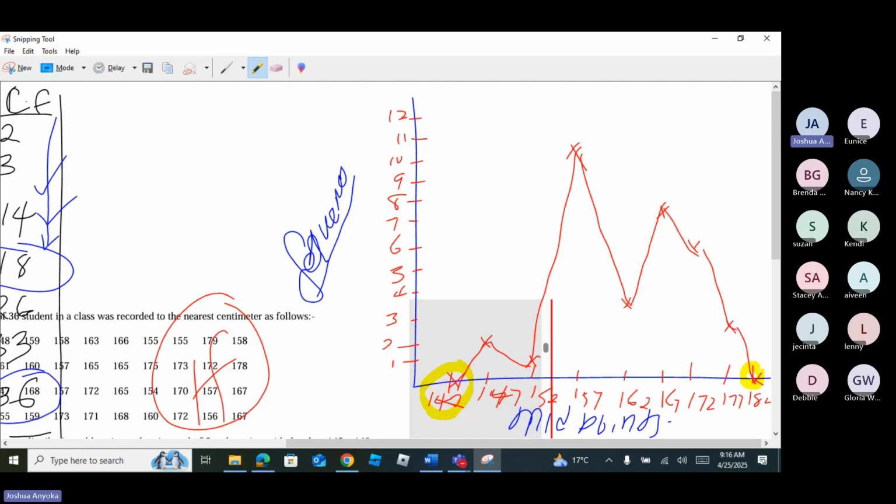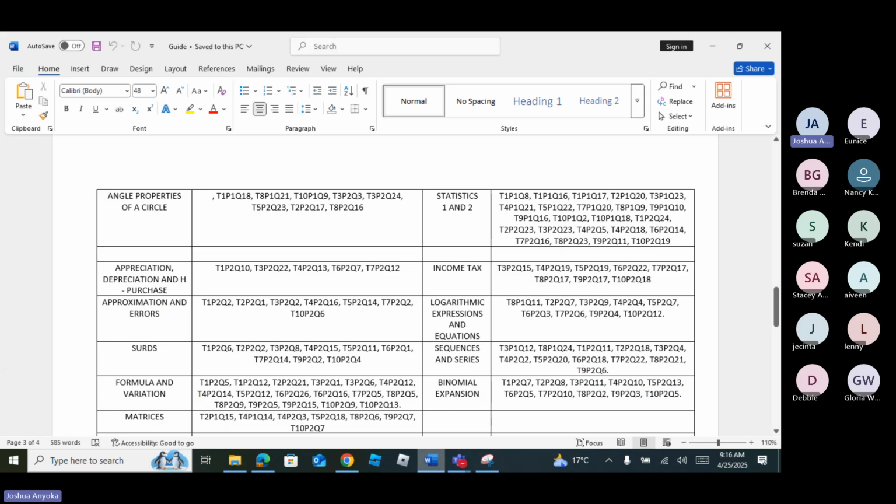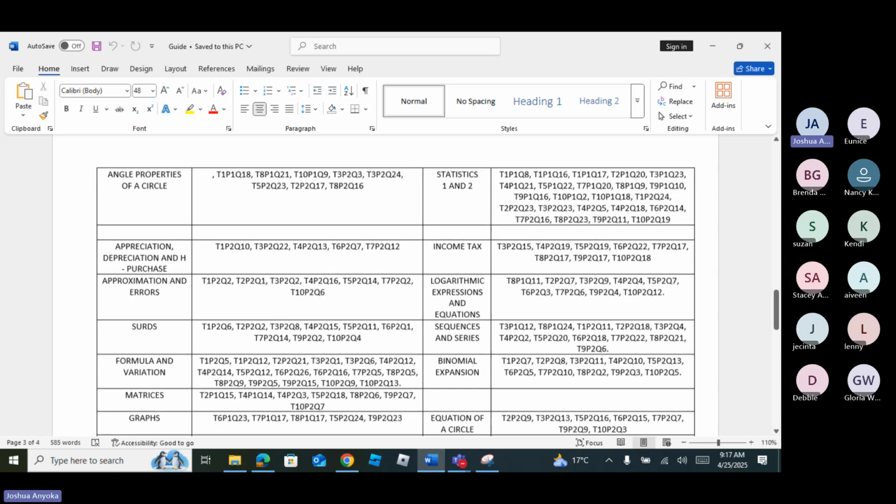A histogram is a graph of frequency against upper class boundaries, starting with the lower class boundary of the first class, if the class interval is uniform. If not uniform, we go with the frequency density. That marks the end. I will give you another one you attempt.